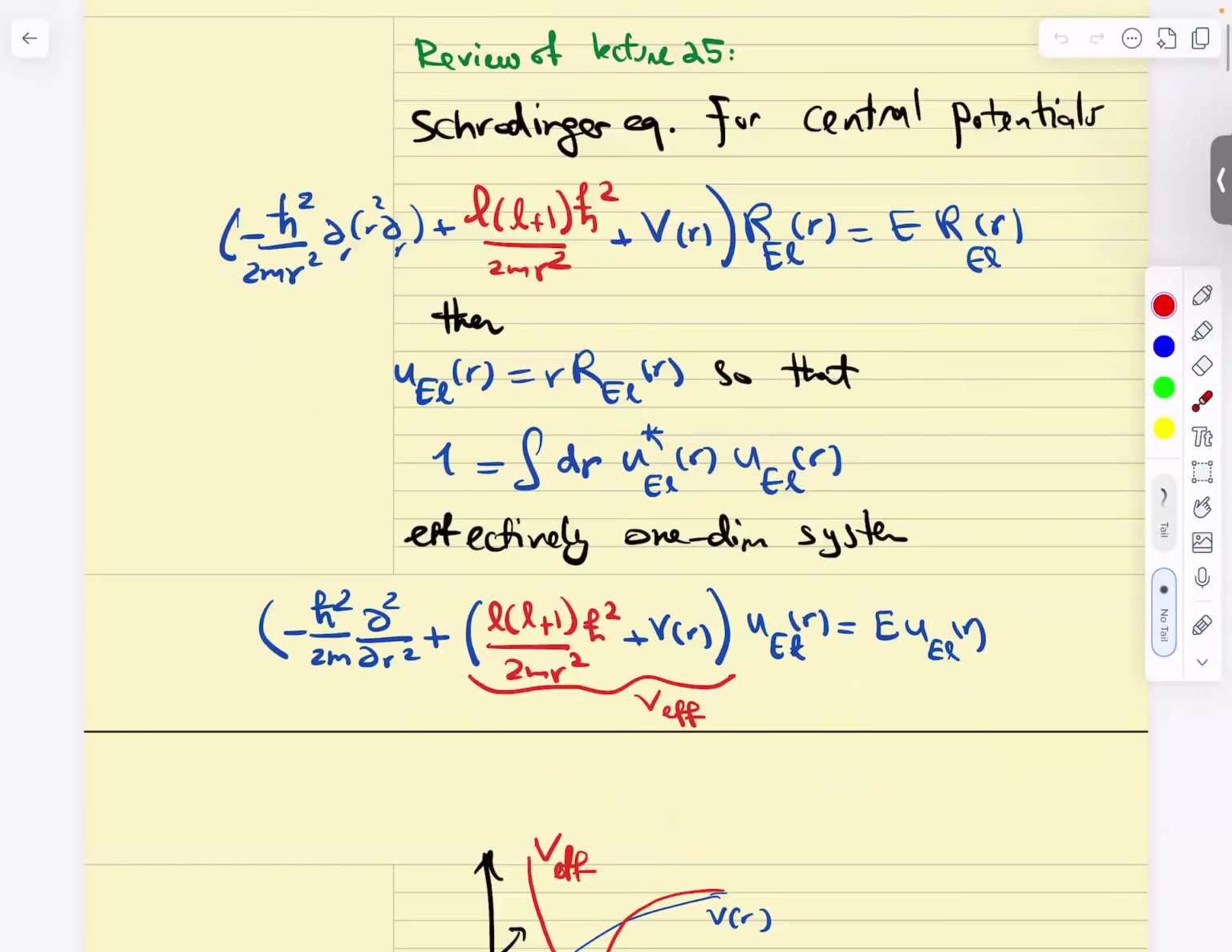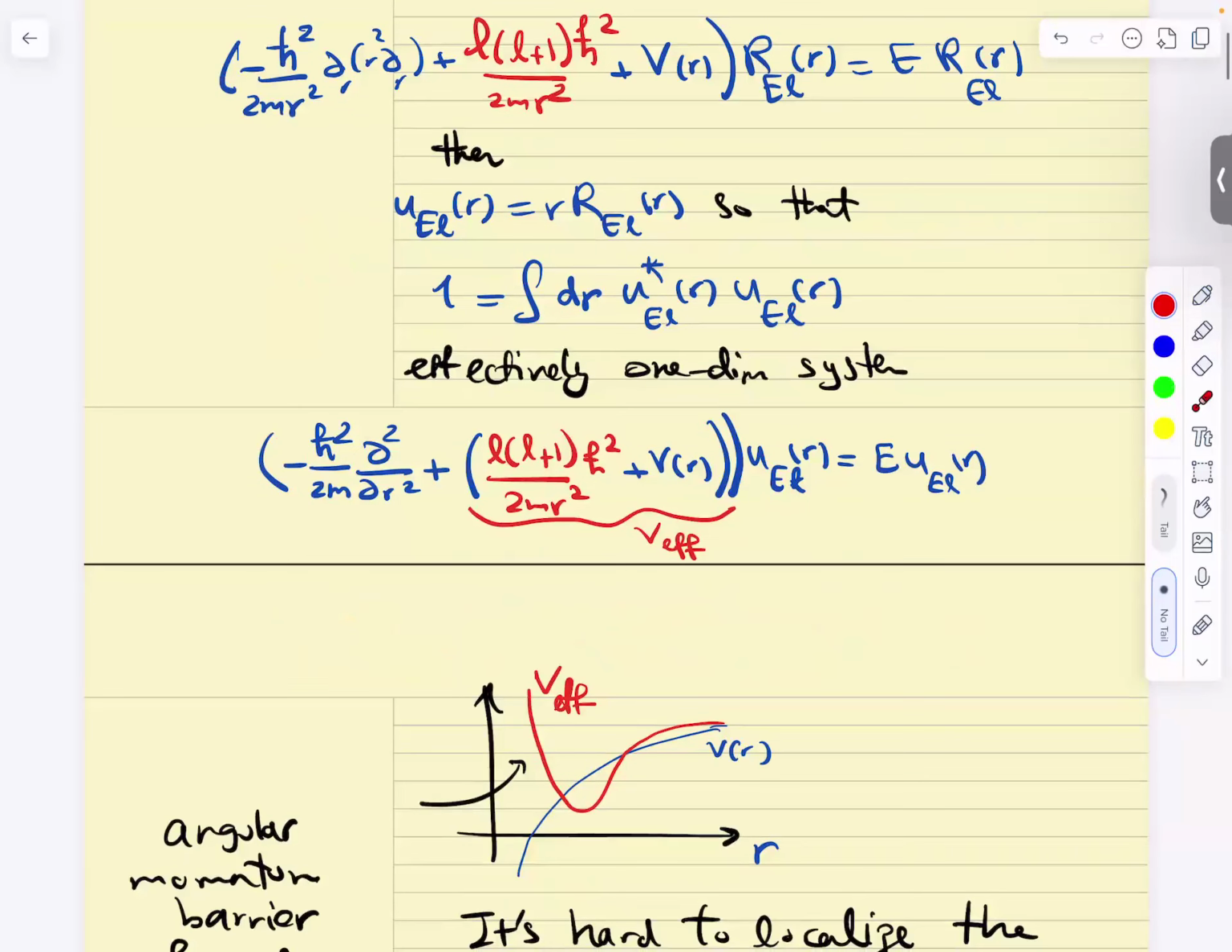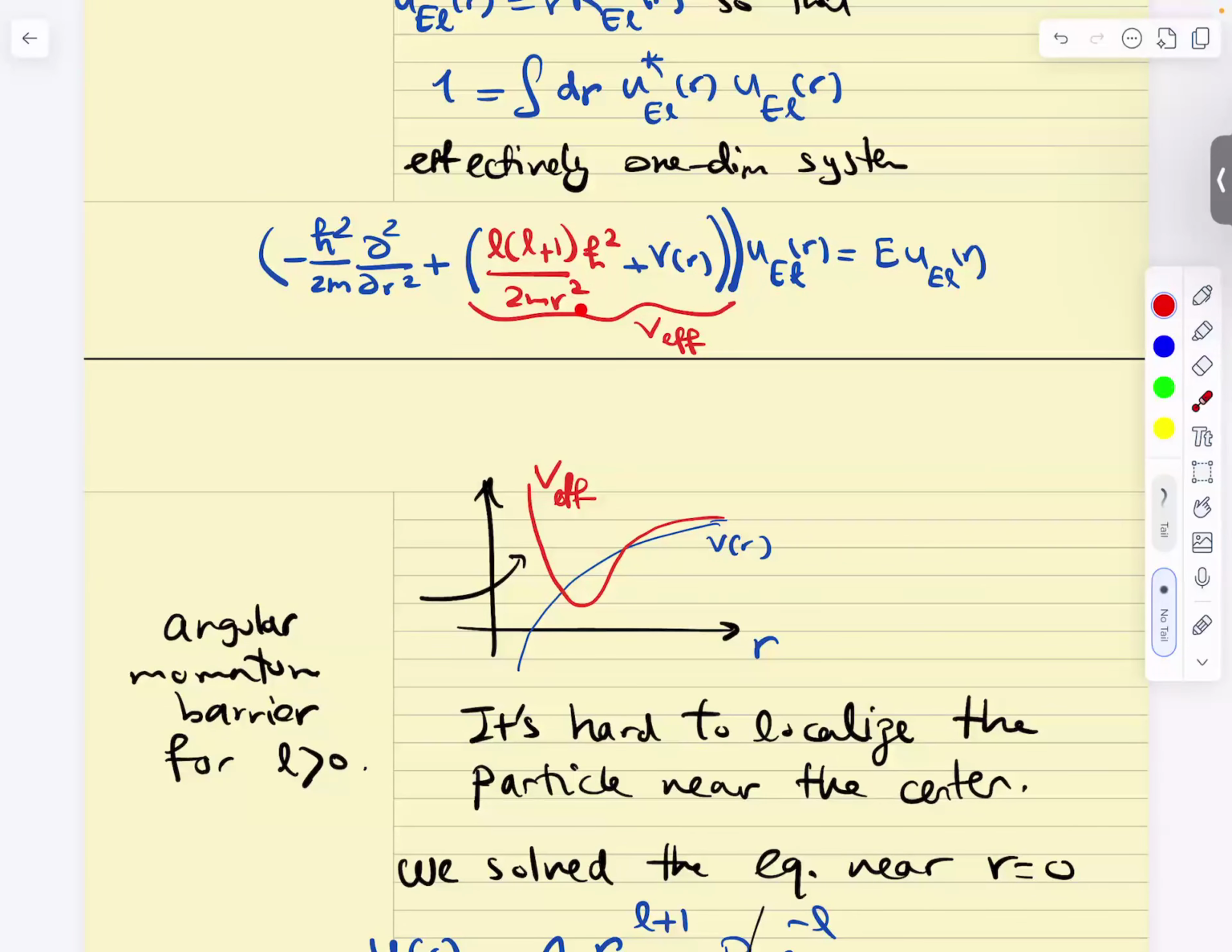Now, written as an effectively one-dimensional system, you see that the contribution from this L term, the angular momentum, can be absorbed into the potential, and this is some sort of effective potential. This effective potential is 1 over r squared. At long distances, it barely changes anything. But at short distances, as the potential goes towards minus infinity, it lifts it back up. So this is the form of V effective for L larger than 0, because for L equals 0, this term is simply not there.